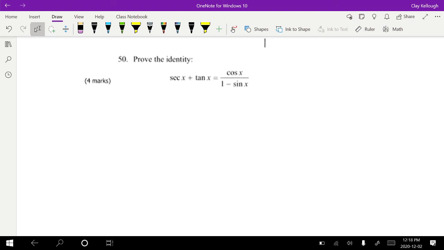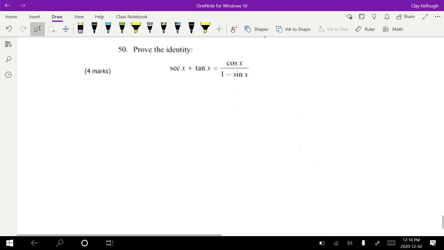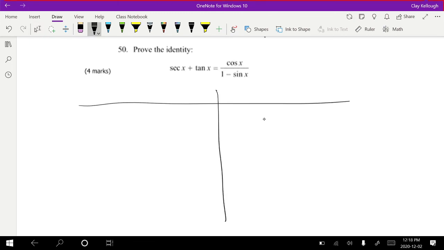Let's give it a try. Left-hand side, right-hand side. There is only one more, right? Yeah, there's only one. So left-hand side, right-hand side. What's the more complicated side this time? I think definitely the left, right? So I'm going to start with secant x plus tan x.